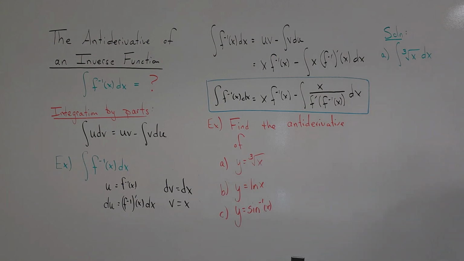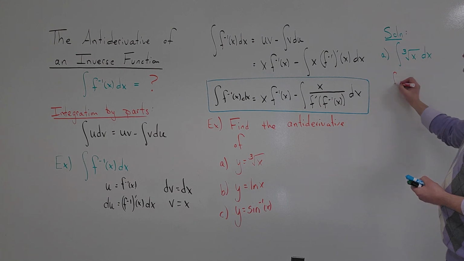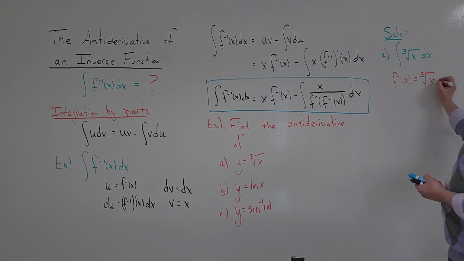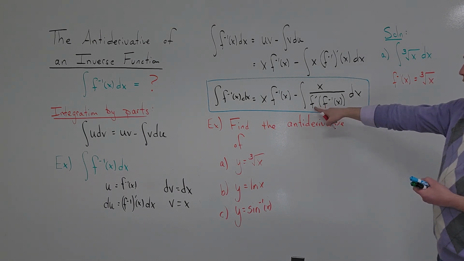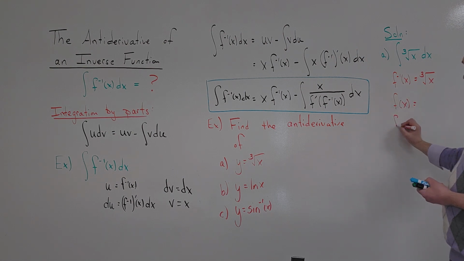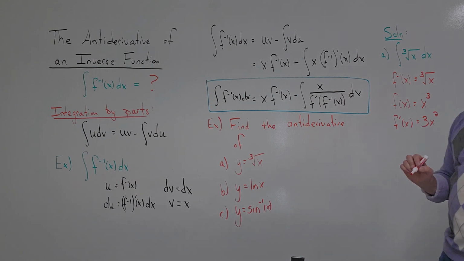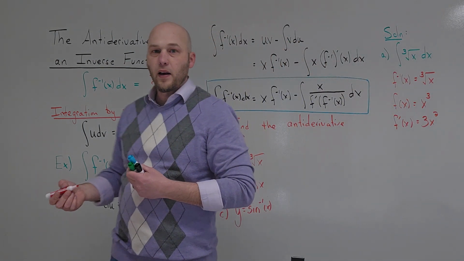All right, now what I have to do is identify the functions. I know that f inverse is the cube root. What else do I need? Well, I'm going to need the function f prime, which means I need f of x. If the inverse is the cube root, then the function we started with would be x to the third, and then the derivative of x cubed would be 3x squared. So now I've got my f inverse, my f, and my f prime.